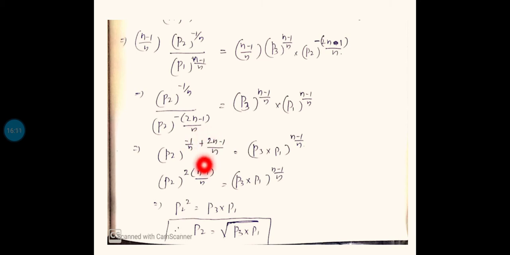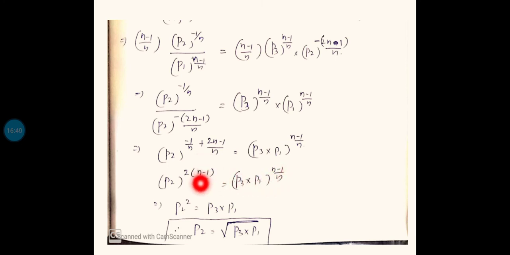So x raised to m into x raised to n is x raised to m plus n. So P2 raised to minus 1 by n plus (2n minus 1) by n. Here it is n, here it is n, so with the common denominator we can directly add the numerators: minus 1 plus 2n minus 1, so it becomes 2n minus 2. So 2 can be taken out, 2 into (n minus 1) by n. So P2 raised to 2 into (n minus 1) by n equal to P3 into P1 into (n minus 1) by n.